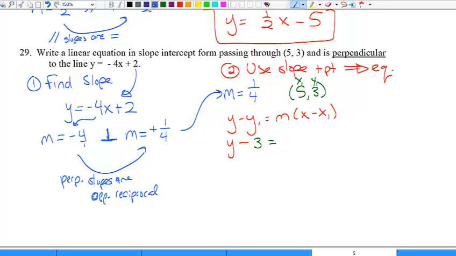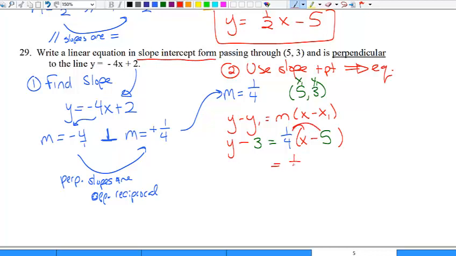The m is 1/4. Parentheses x minus x1, which happens to be 5. Alright, so now this is the equation of the line that we were looking for, but because it's not in slope-intercept form, I need to distribute, combine like terms a little bit.